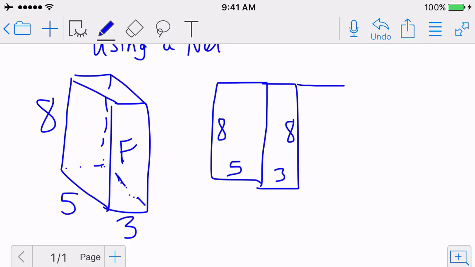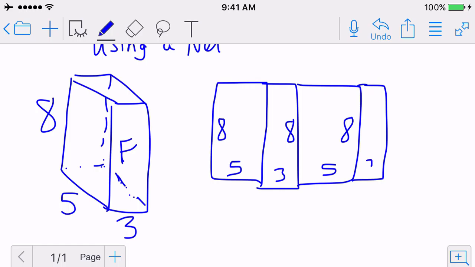Maybe I'll draw then the right side, which is also 5 and 8. And then I've got the little back end somewhere. I need to attach that on. And that guy is also 3 and 8.